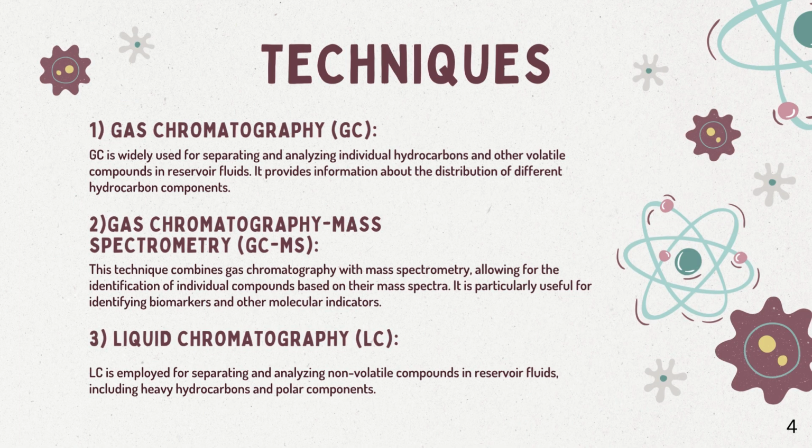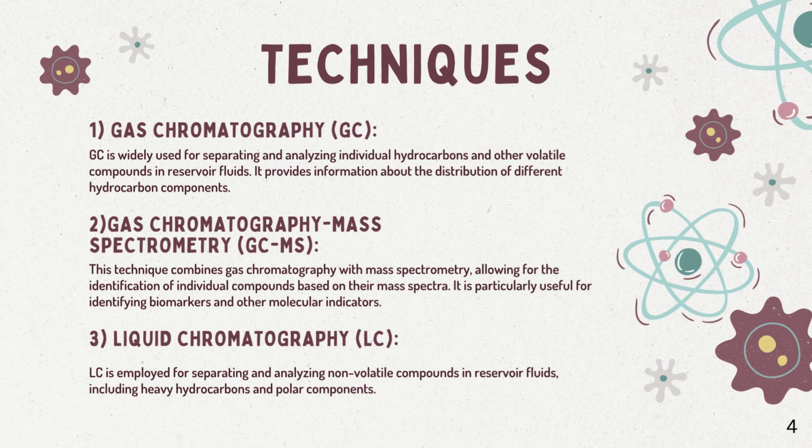So the next slide shows the various techniques that are involved to examine the composition, properties, and characteristics of hydrocarbons and associated fluids. Some of the techniques is gas chromatography. This is the most famous technique that we use in our industries. Gas chromatography is widely used for separating and analyzing individual hydrocarbons and other volatile compounds in reservoir fluids. It provides information about the distribution of different hydrocarbon components.